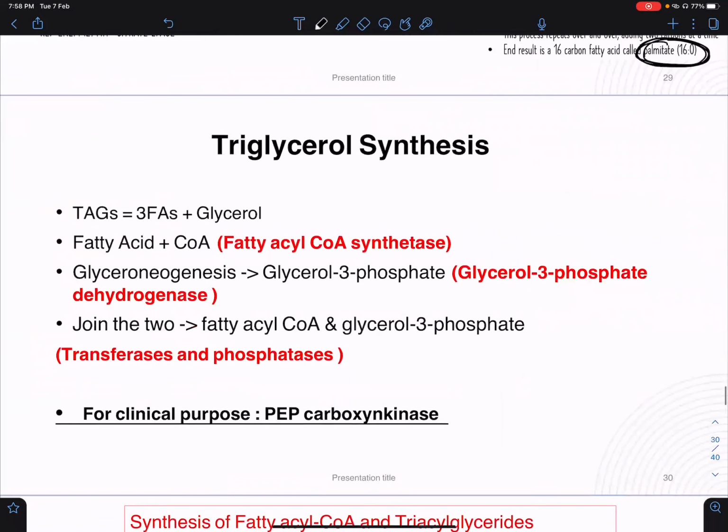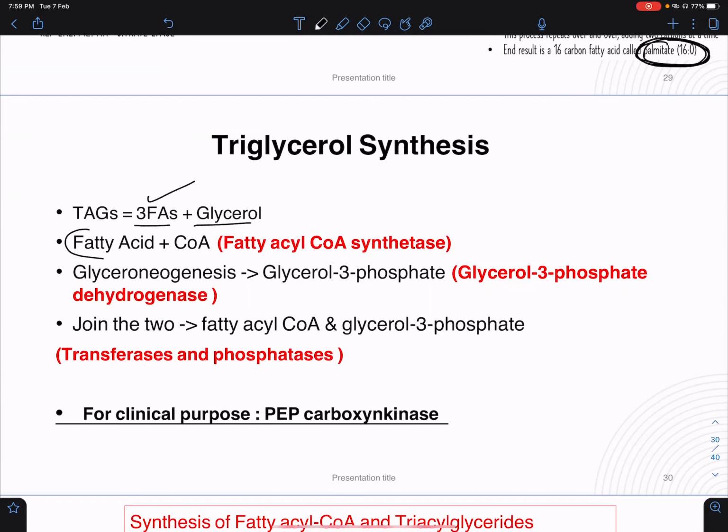So remember how we said that we want to know how fatty acids are made because we want to get to triglyceride synthesis, because that's how they're stored in the body. So triglycerides are 3 fatty acids and the glycerol. So we talked about how fatty acids are made, but what's special about triglycerides is that the fatty acids present in them are fatty acyl CoAs, not just fatty acids on their own. So we need to make that first.